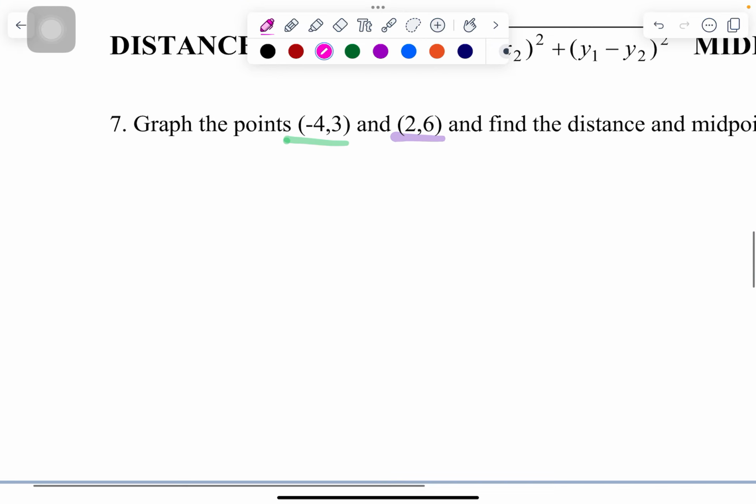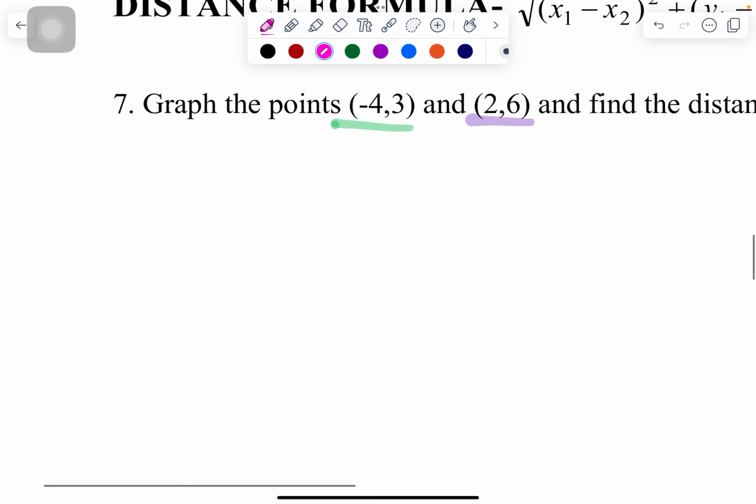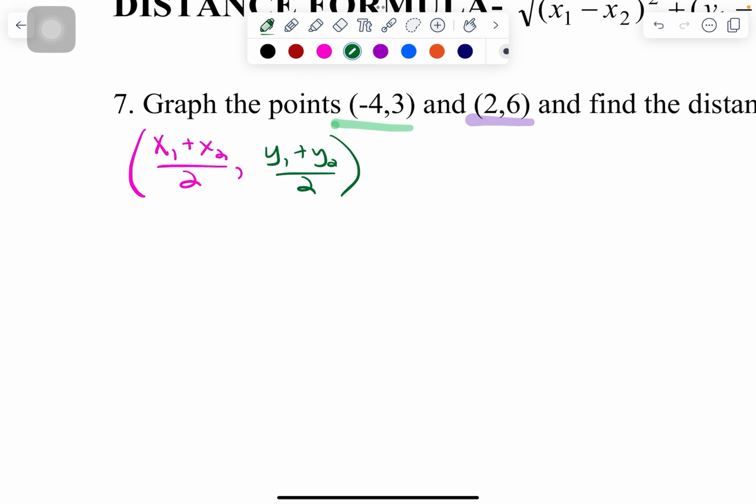All right, so midpoint is going to be the average of the x's. So x1 plus x2 over 2, and then the average of the y's, y1 plus y2 over 2. And so that's what we're going to set up. So first x plus my second x over 2, and then my first y plus my second y over 2.